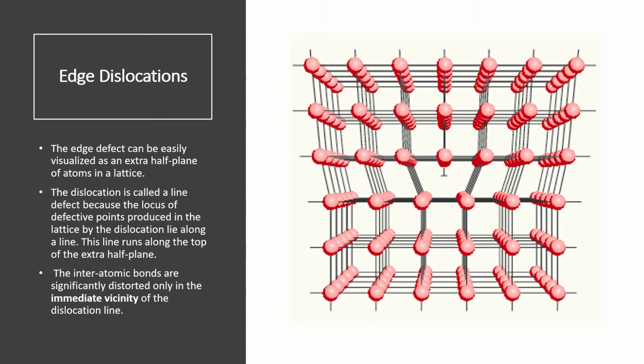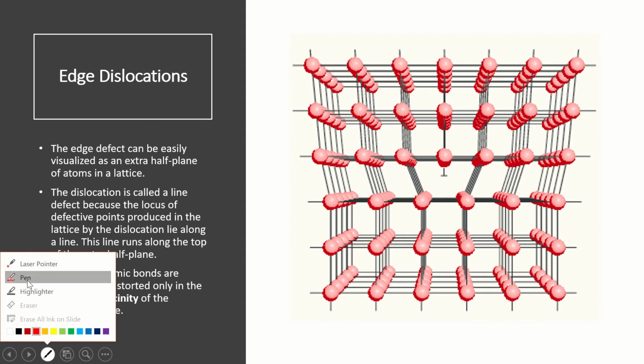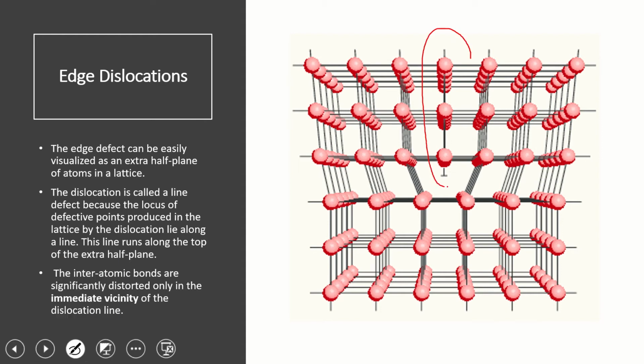Edge dislocations can be easily visualized as an extra half plane of atoms in the lattice. If we take a look right here, this is the extra half plane of atoms in the lattice. The dislocation is called a line defect because the locus of defect points produced in the lattice by the dislocation line is along a line. This line runs along the top of the extra half plane.